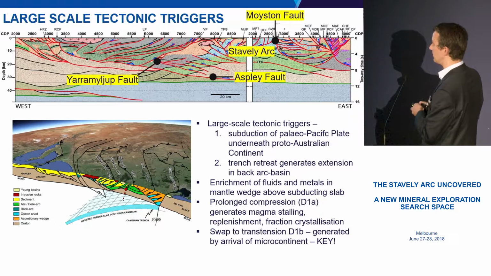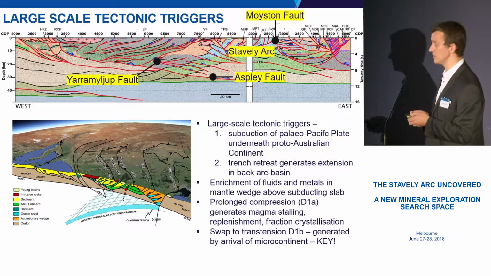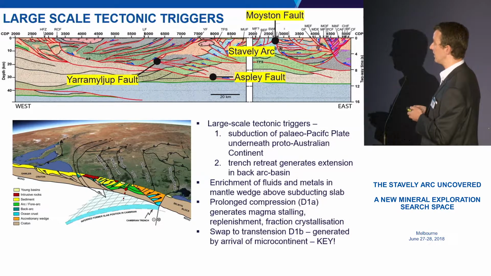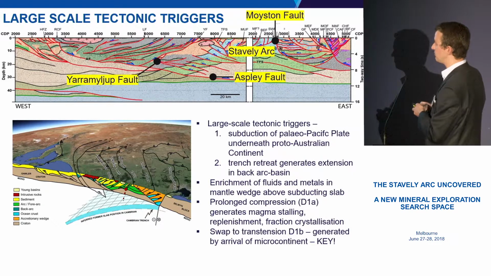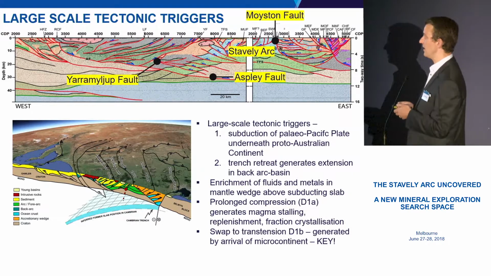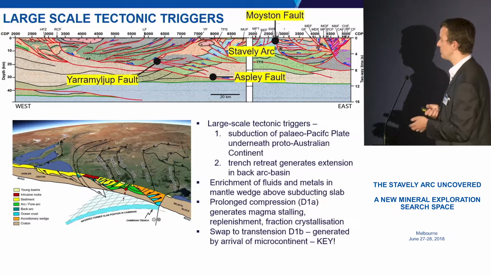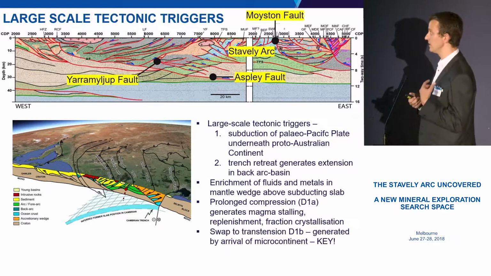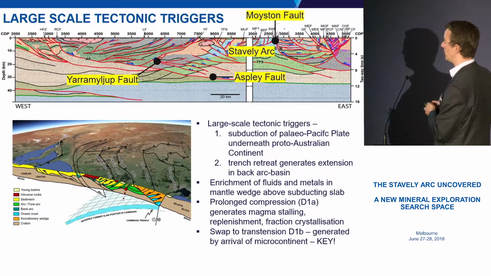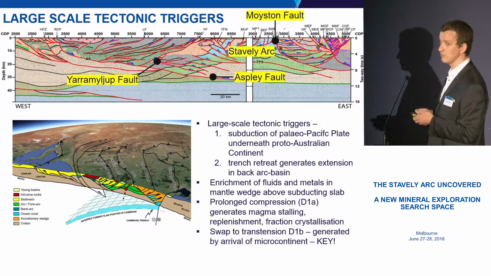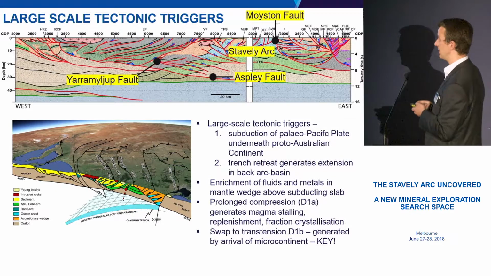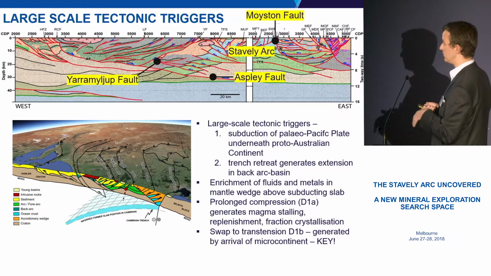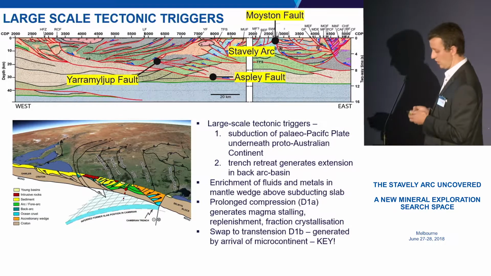We haven't really gone into the structural nomenclature that we've been using. Ross will do that after lunch. But essentially that prolonged compression generates magma stalling, which generates a lot of replenishment, a lot of fractional crystallisation, and a lot of time for goodies to be stored in magma chambers. Then what happens is we have a swap to transtension during D1B, and that's generated by the arrival of that Van Diemen's Land microcontinent to the southeast, and that's the key because that trigger generates extensive melting and intrusion of porphyry rocks.